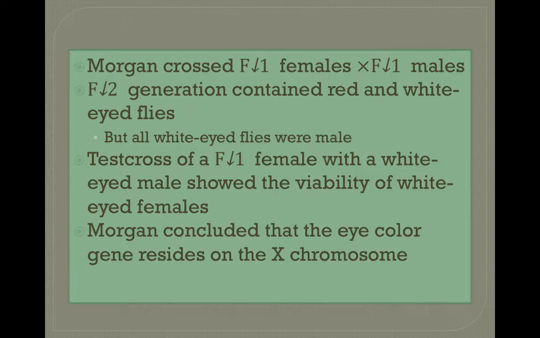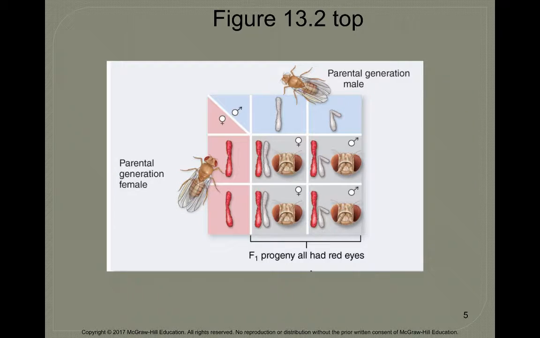So he began to wonder, why was that? Was it something that was lethal for females? Could they not be produced? So he did a test cross with an F1 female, a red-eyed F1 female, and a white-eyed male. And he did get white-eyed females. So he proved that white-eyed females were possible. What that told him was not only that red, the wild type, is dominant to the white-eyed recessive, and that you can have both white-eyed males and females, but he concluded that eye color must be carried on the X chromosome, the sex chromosome, since it was easier for males to show that trait than the females.